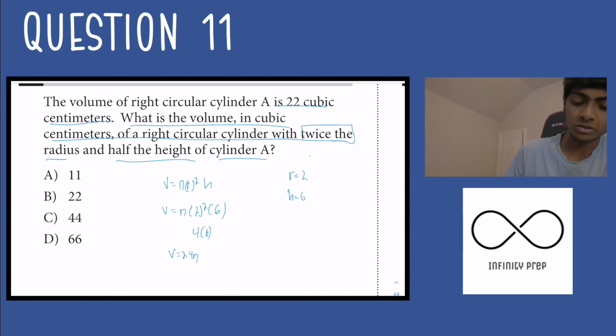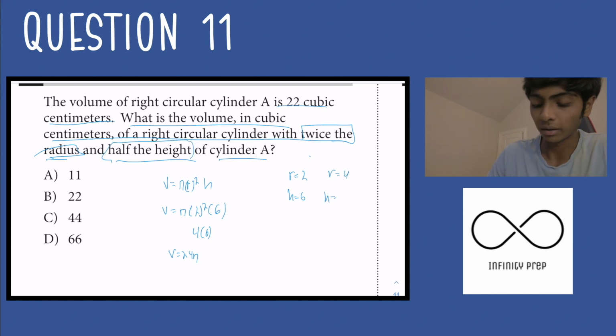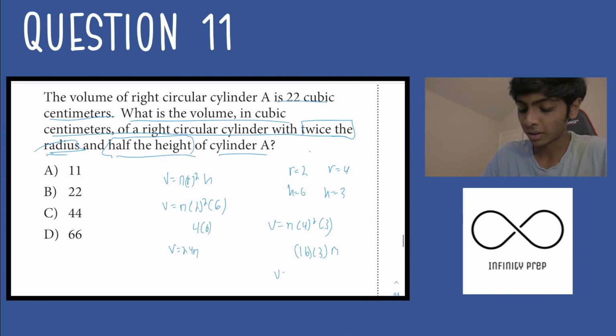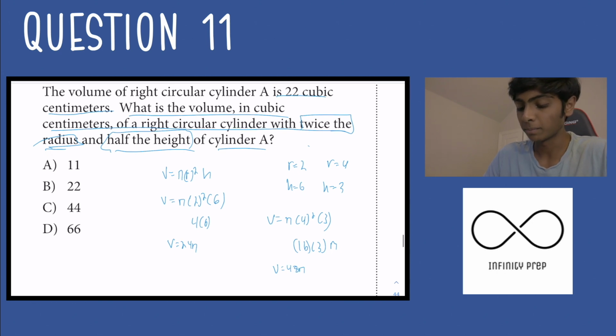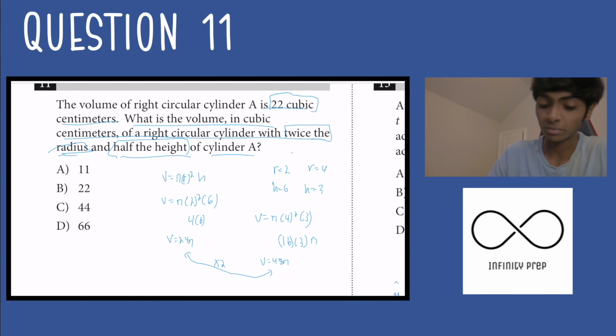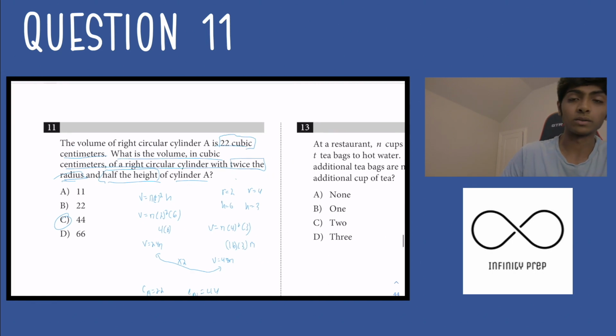Now let's apply those conditions of doubling the radius and halving the height. So if we double the radius, we get r equals 4, and halving the height, we get h equals 3. So we get volume equals pi times 4 squared times 3, which is just going to be 16 times 3 times pi, which is 48 pi. Now as we can see, going from 24 to 48, it's just a factor of 2. We're just multiplying by 2. So in that case, it's going to be the same with a volume of 22. So if cylinder A is 22, we know that the new cylinder is going to be 44, which is answer choice C, and that's our answer.